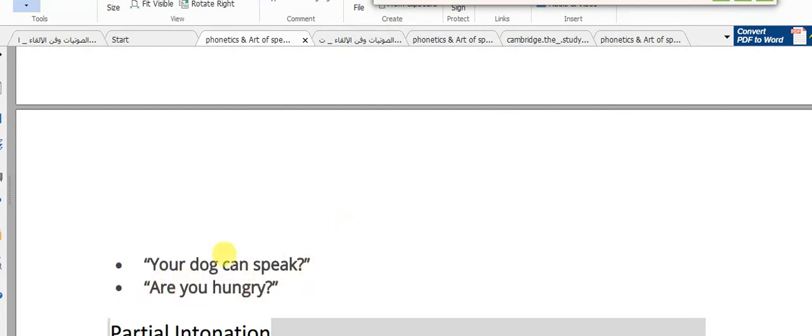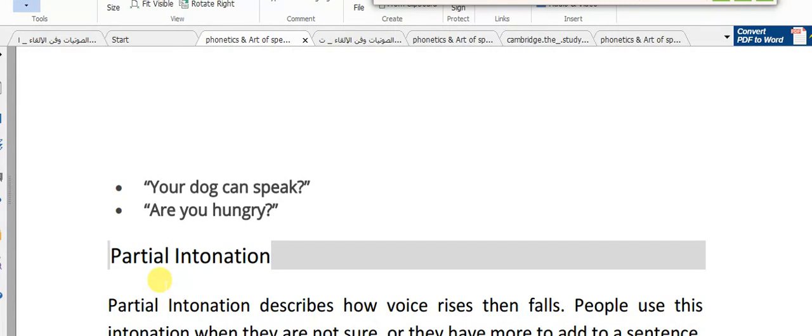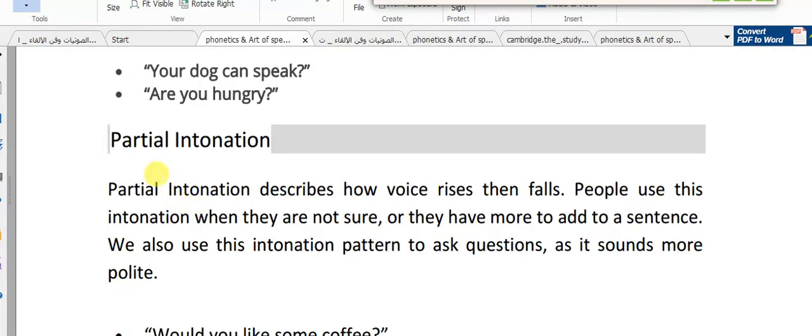Are you hungry? تلاقي سام خلاص. لكن what's your name? هنا going down intonation. لكن مثلا would you like a coffee? خلاص هنا بقى نلاقي going up intonation.